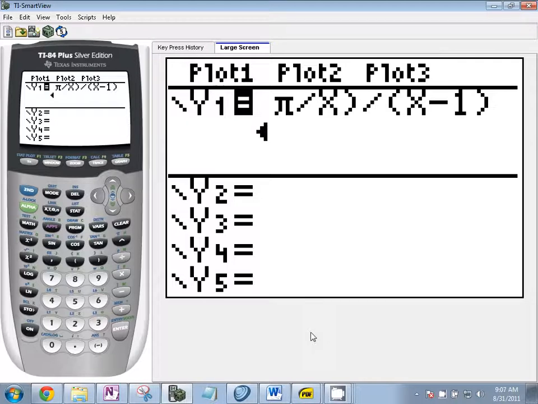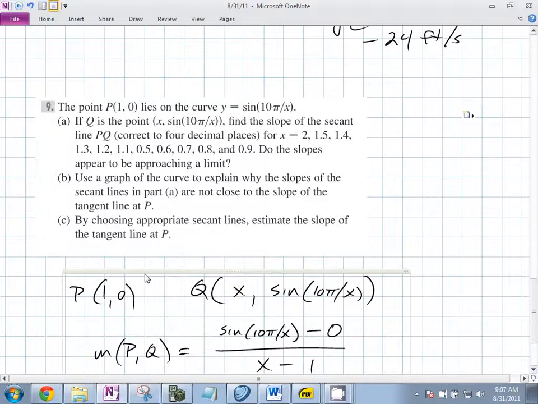Okay, so we'll go back to this question. It says we need values from x equals 2 all the way to 0.9. So let's set a window from 0.5 to what? Oh, they didn't do it in order. That's annoying.